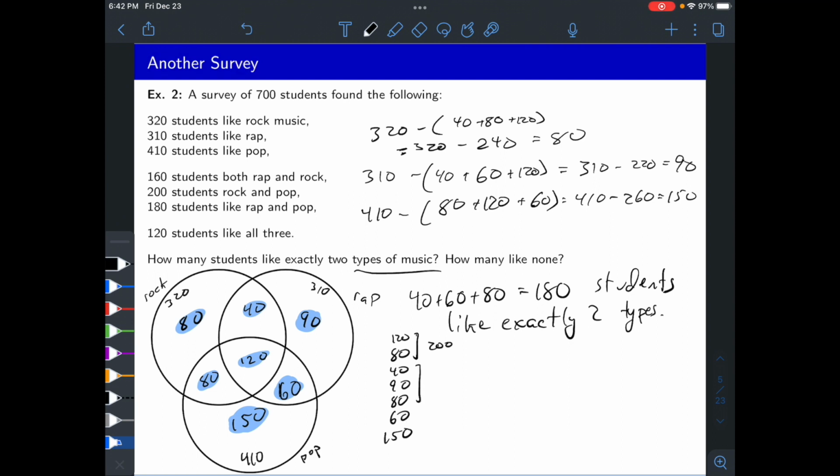40 and 90 and 80. 40 plus 90 is 130, plus another 80 is 210. This is also 210. So adding all of that up gives us 620. Okay, so there's 620 students in the bubble, and then 700 minus 620 students outside of those three bubbles combined. That gives us 80. So 80 students like none.